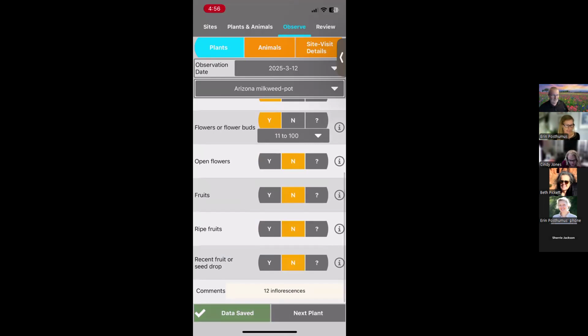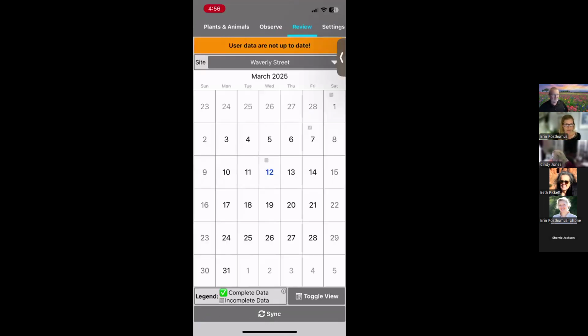And now I'm going to say save data. And you can see it kind of blinked green. And if I want to make sure that I have submitted the data, I'm going to go up to this review screen at the top and see how it says user data are not up to date. Oh no, it just blinked green. So it just took a second, but it loaded.